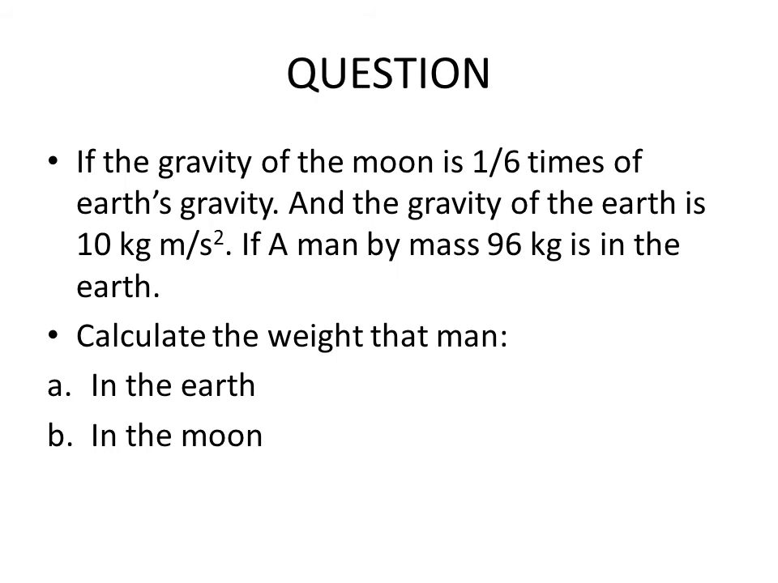Now this is the question. If the gravity of the moon is 1/6 times of Earth's gravity, and the gravity of the Earth is 10 meter over second square, if a man by mass 96 kilogram is in the Earth, calculate the weight of that man: A in the Earth, B in the moon.